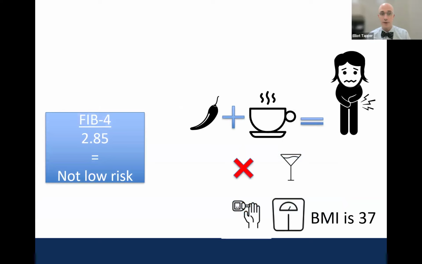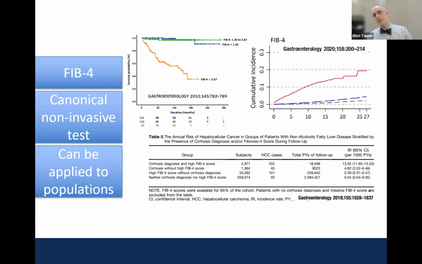She had a FIB4 of 2.85. She was definitely not low risk, even though the values in the chart were black, not red. FIB4 is a pretty good test to identify someone who's at risk, and it's also prognostic. So this is how powerful this test is.